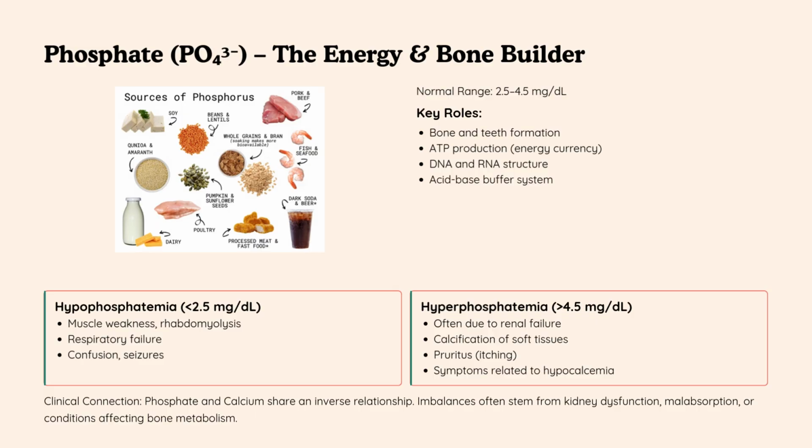Okay. The next is phosphate. The range is 2.5 to 4.5. Some people also consider 3 to 4.5, which is a very minimal difference. Phosphate is 85% in bone, 50% intracellular. It buffers pH and activates enzymes. The role of phosphate is muscle and red blood cell management.